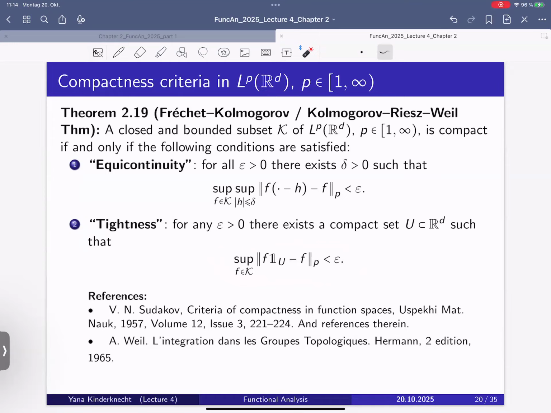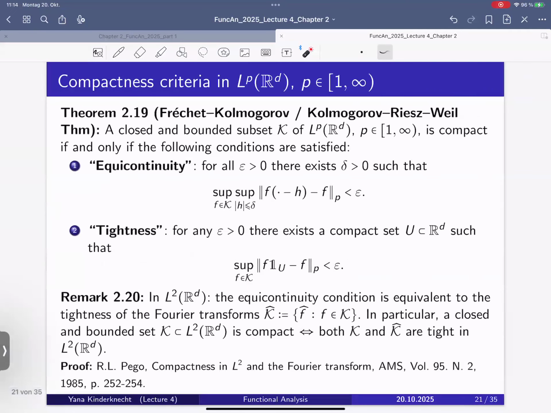Moreover, it is important to know that in the case of L2, there is also one additional criterion of compactness. Remark 220. If we are working in L2, it's a Hilbert space, and there is a nice thing, which is the Fourier transform. Do you know the Fourier transform or not? Yes, I know. Okay, so the Fourier transform is a very helpful instrument for many different things.